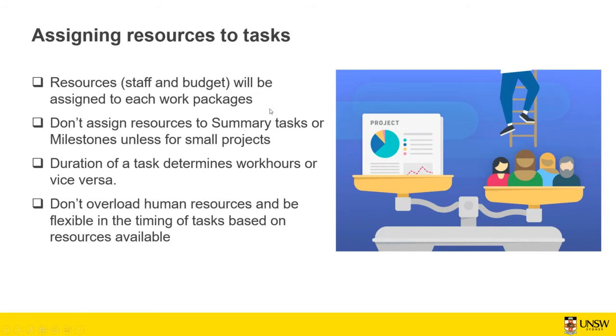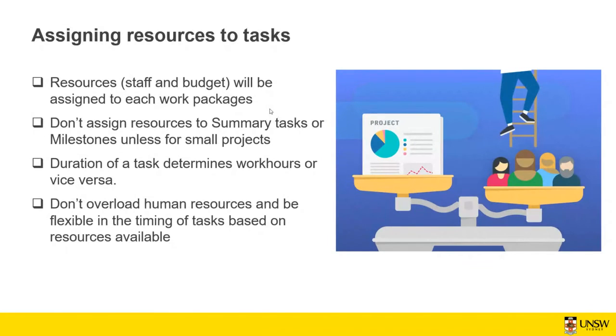So you will assign resources to each work package, and don't assign resources to summary tasks or milestones for small projects. The summary task includes a lot of tasks that need to be done, but it's better, especially for bigger projects, to assign resources and budget to each particular task rather than assigning a group of people to a summary task and then they work out the work within themselves.